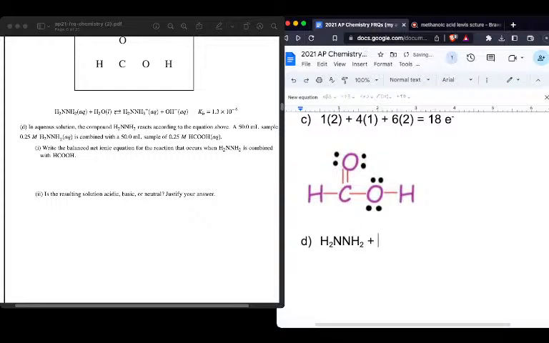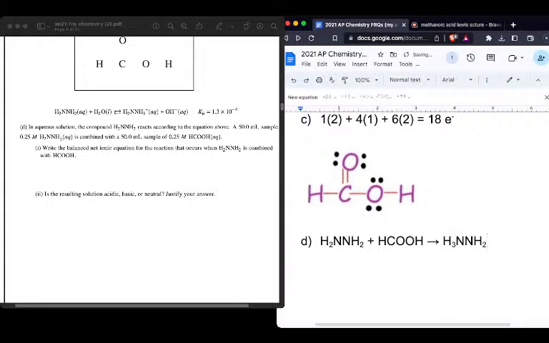is combined with HCOOH. What they're asking you about here is what happens when you mix an acid with a base. And not one of those strong acids that has an OH group on it. This is a weak acid that accepts an H+, Bronsted-Lowry style. So what you're going to end up with is H3NNH2.